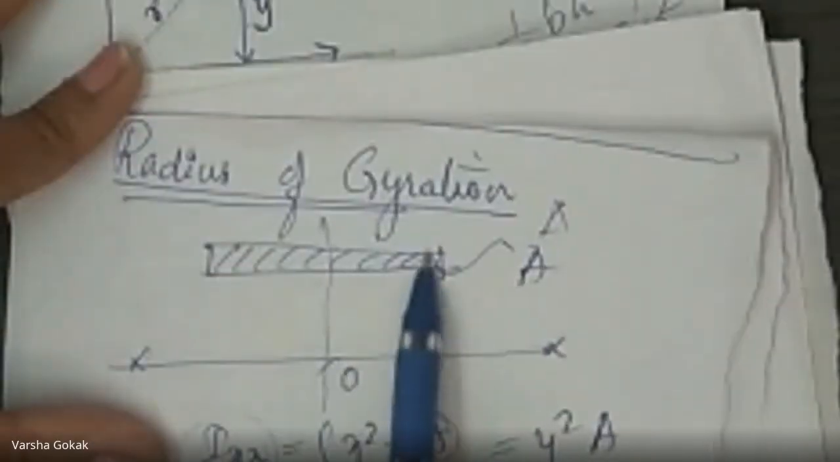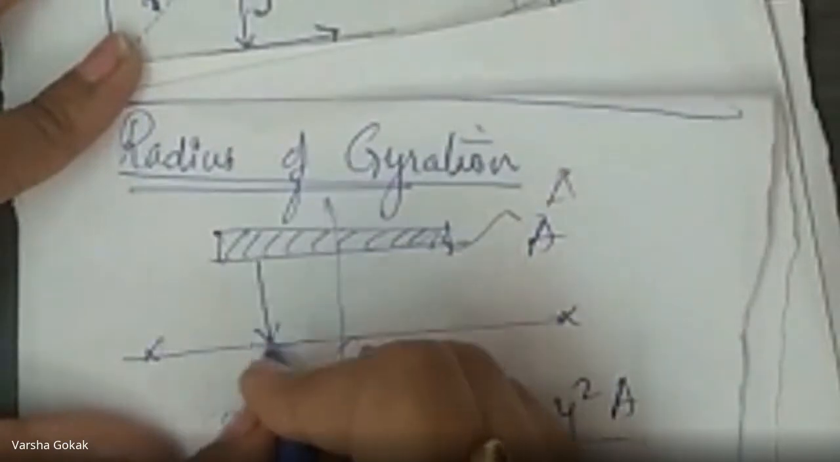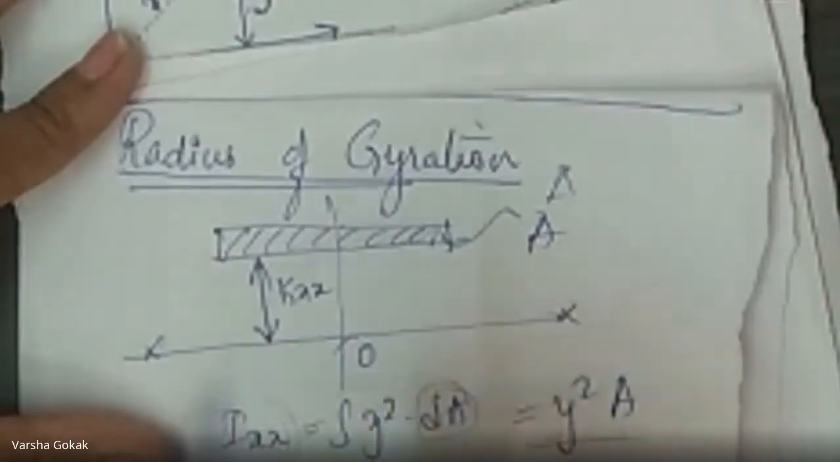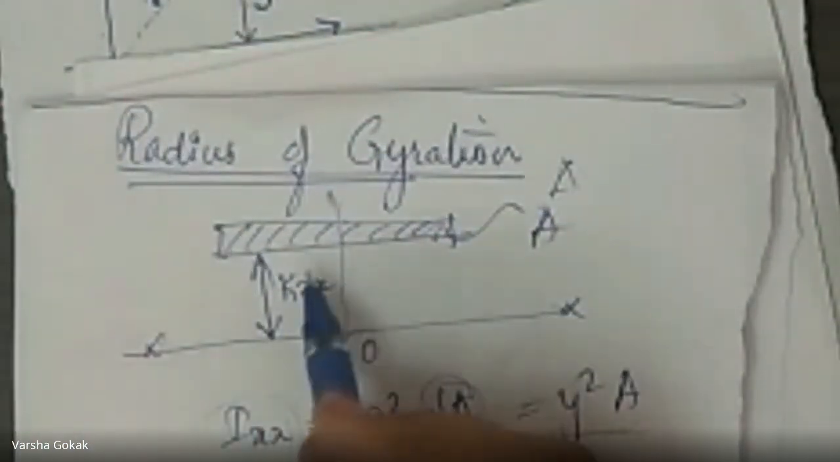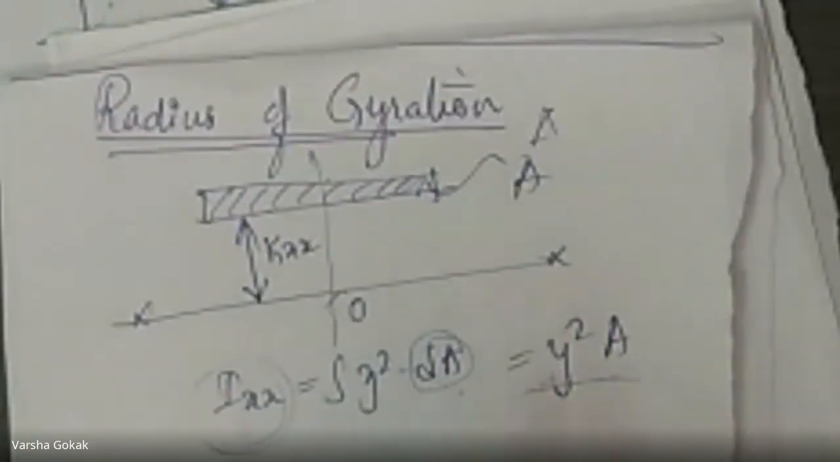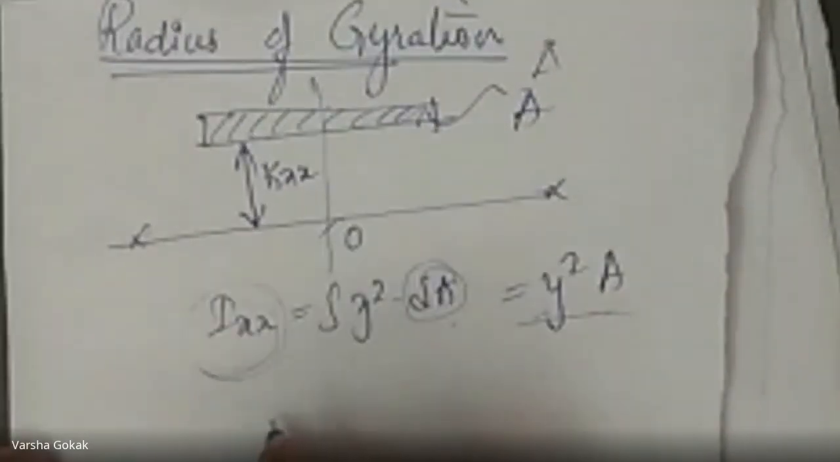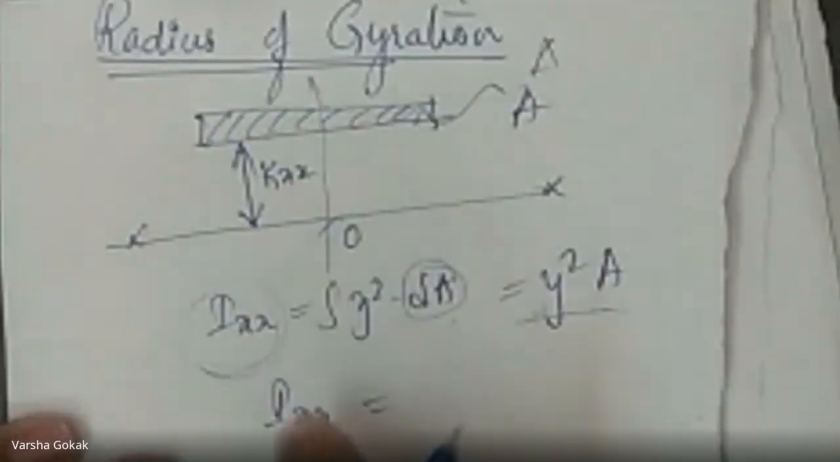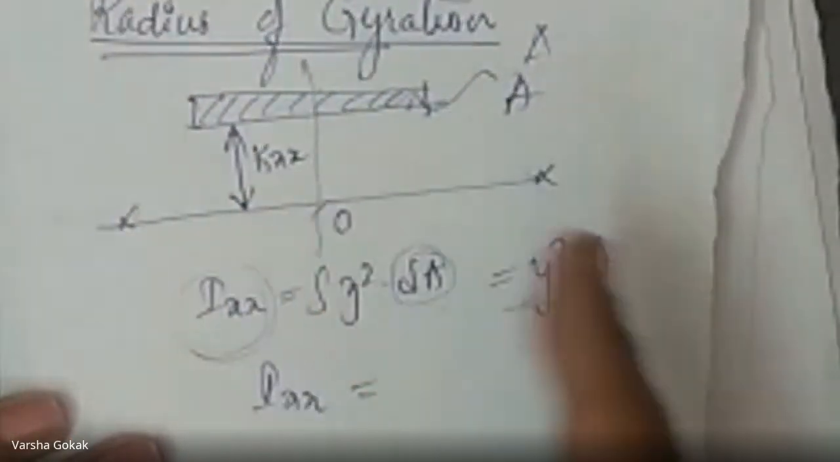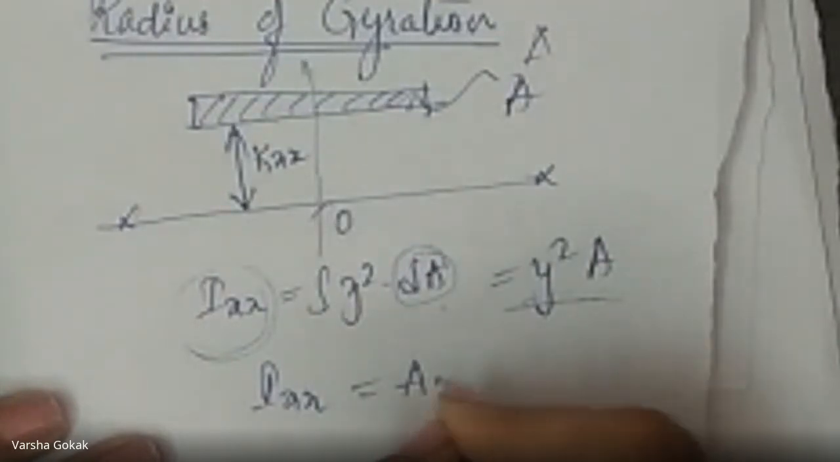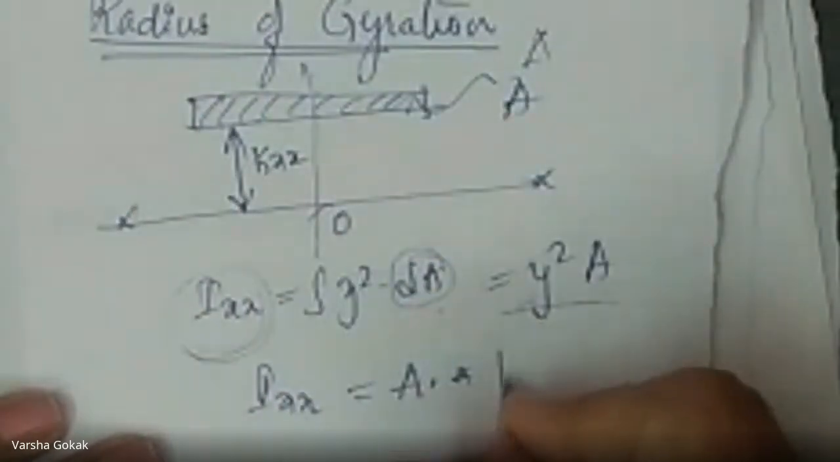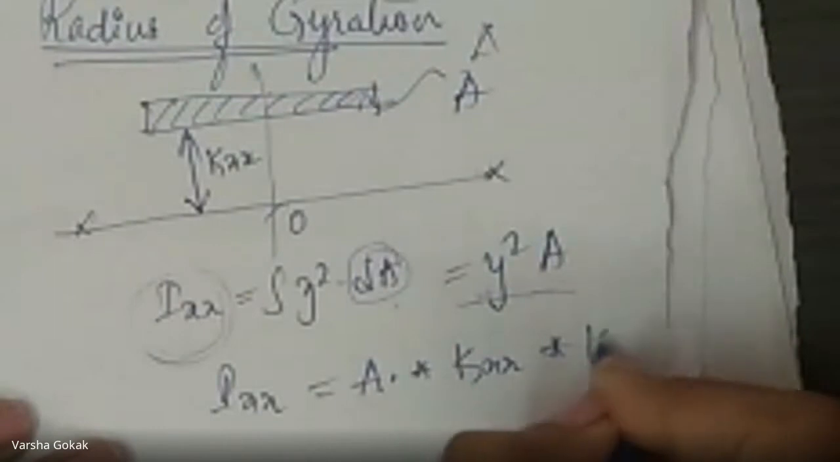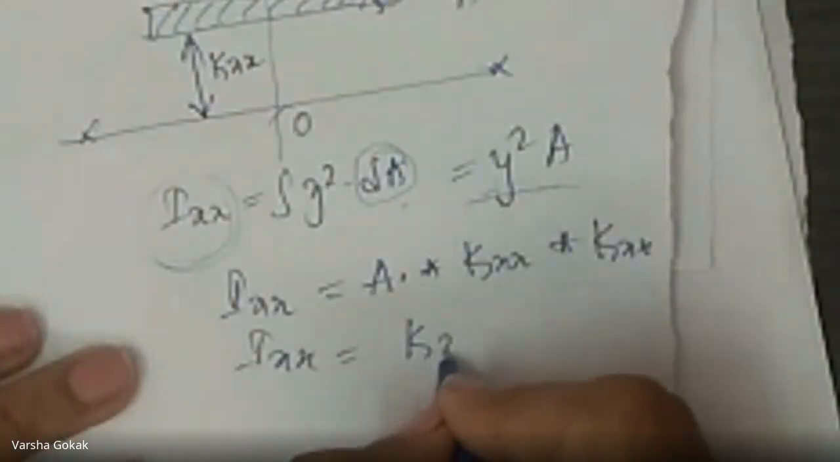So to get that, when I position it at a particular distance, say that distance is kxx, this distance kxx is called the radius of gyration. And how do I get it? According to this figure, Ixx is going to be what? Second moment of area. So area into perpendicular distance kxx into kxx. That is, Ixx is going to be equal to kxx the whole square into area.